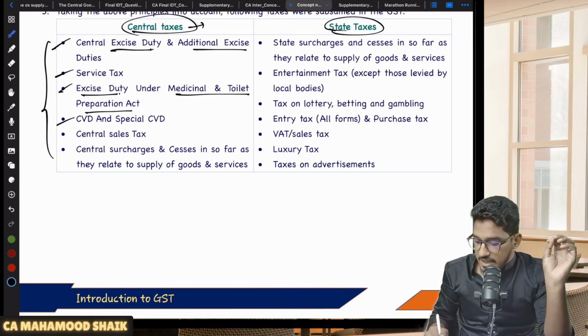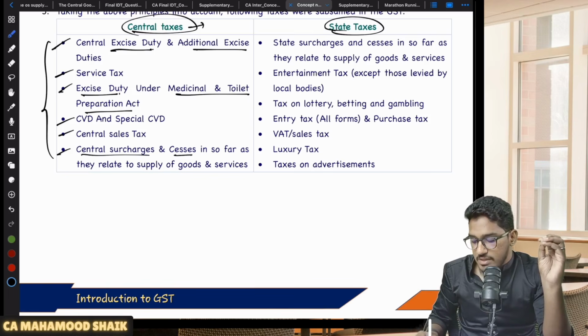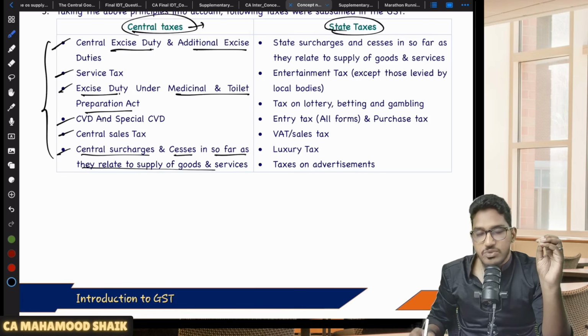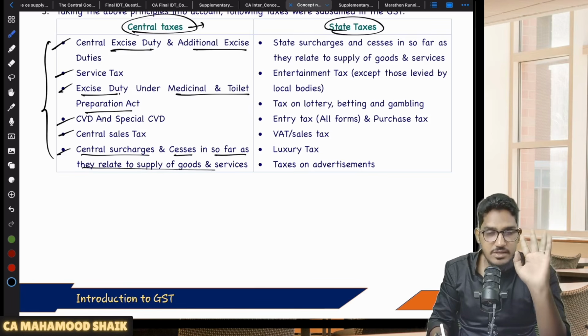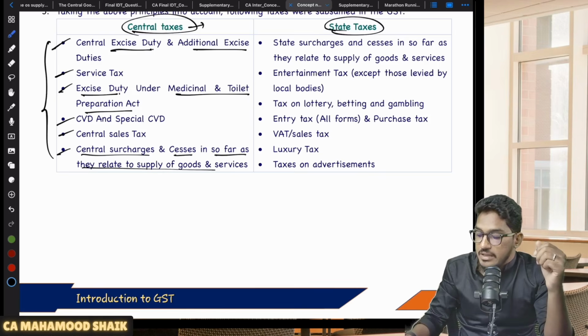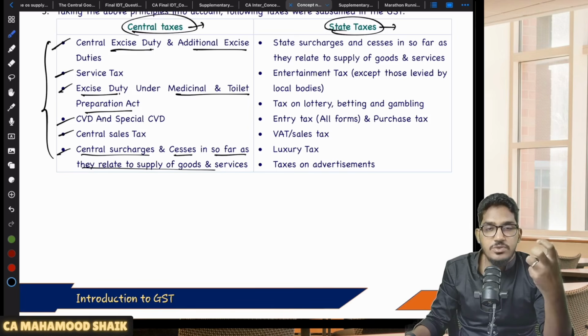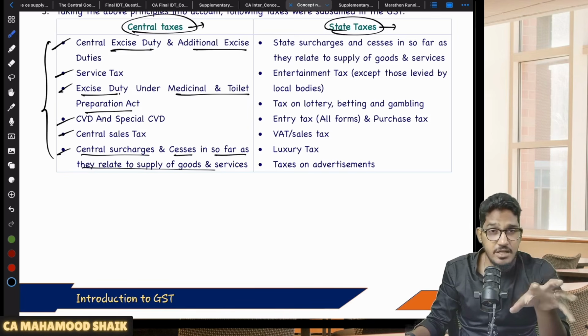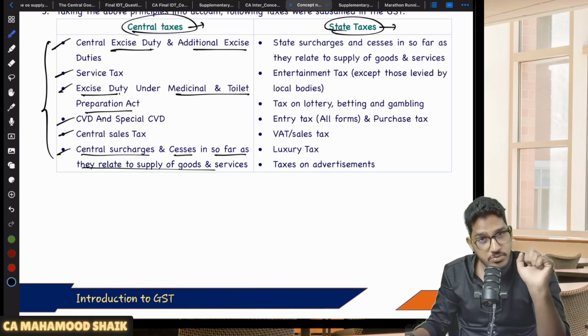That has also gone up. Thereafter, we have something called central sales tax, and also we used to have central surcharges and cesses. In so far as they relate to supply of goods and services, all these are gone. So these are the central level taxes which are subsumed into GST. Then there are some state level taxes also. Those taxes which used to be imposed by the state governments are also subsumed into GST.